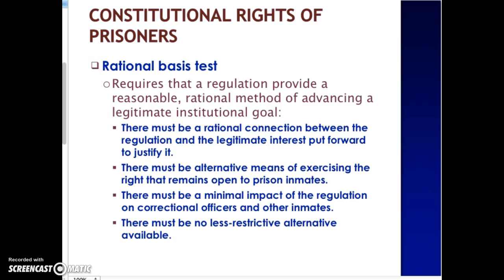The court developed a Turner test, and some of you discussed that in one of your previous milestones where you had to select a case. Well, that was one of those cases. But again, it has to have a reasonable basis. These rules that institutions impose have to have a reasonable basis. And these are guidelines that have been established by the Supreme Court.